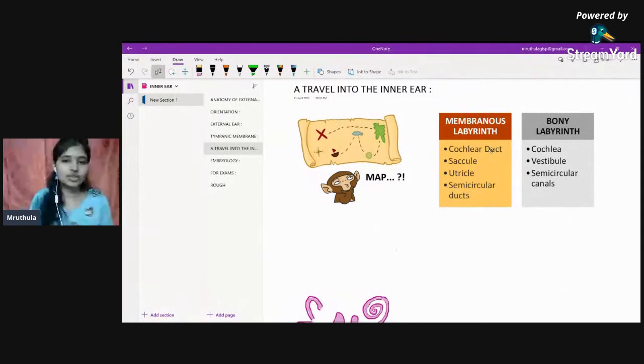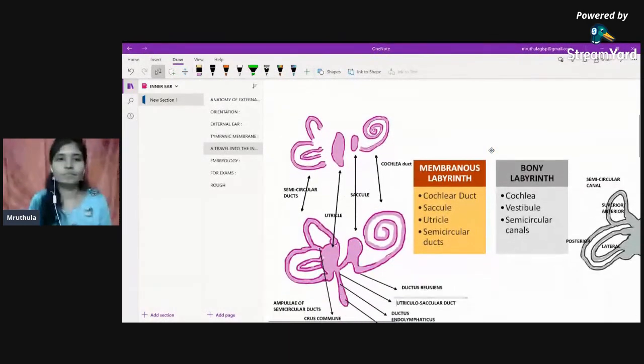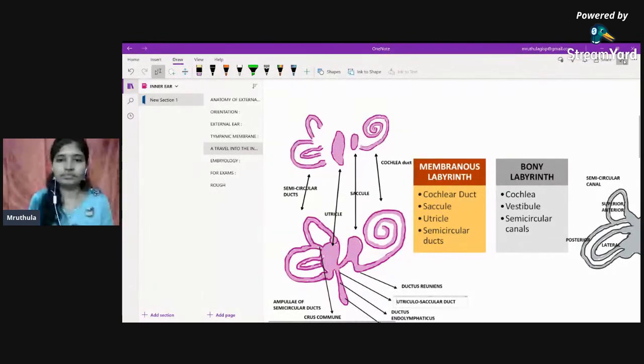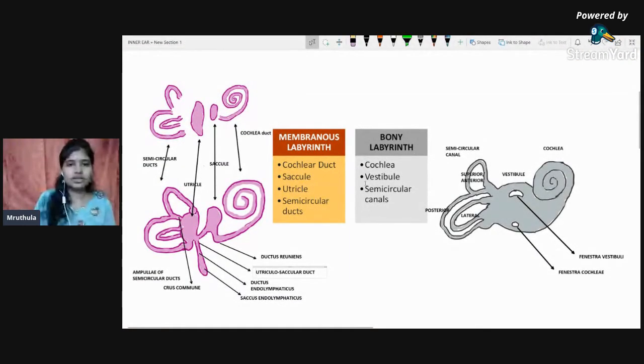Now let me show you how they actually look like. Okay. So let us appreciate the structure. On the left side, you can see the membranous labyrinth. On the right side, you can see the bony labyrinth. So let me show the parts for you. On the upper aspect, what you see is, separate distinction of each part. And on the lower aspect, it is the complete membranous labyrinth. So first, we'll finish off the membranous labyrinth and go to the bony labyrinth.